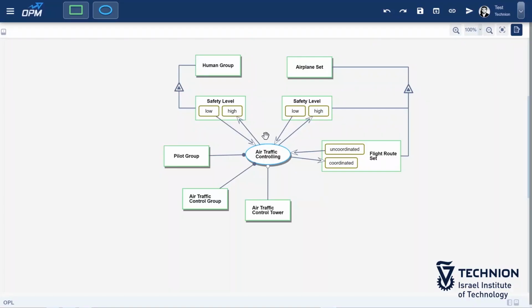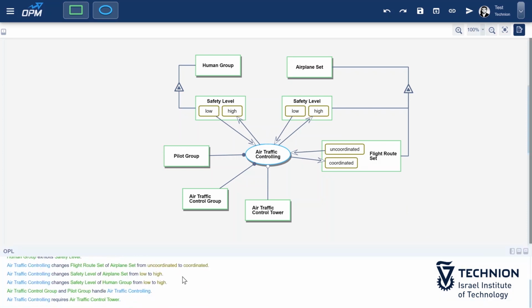Here is a simple model of an air traffic controlling system. The system's purpose is to increase the safety of people within and around all the airplanes at the airport and in the airspace they are responsible for. The OPL sentence reads, air traffic controlling changes safety level of human groups from low to high and safety level of airplane set from low to high.